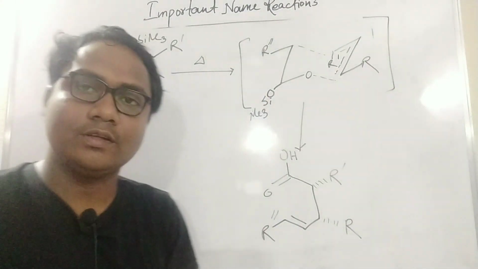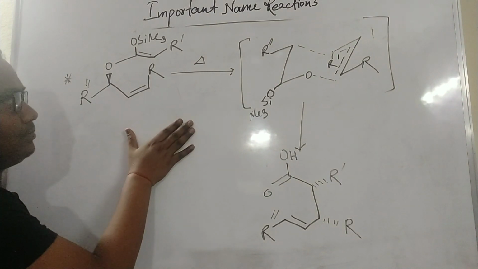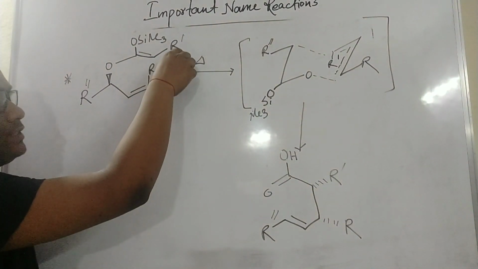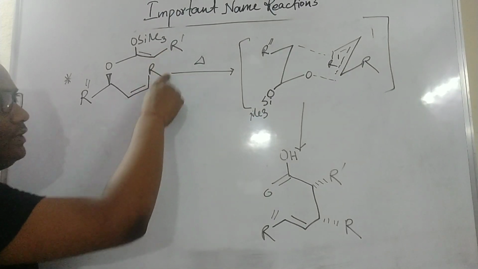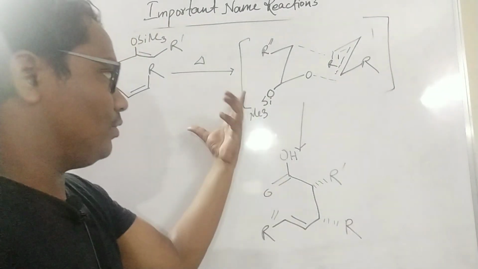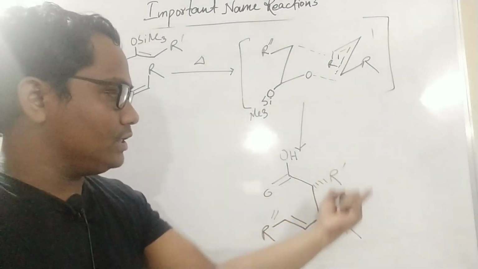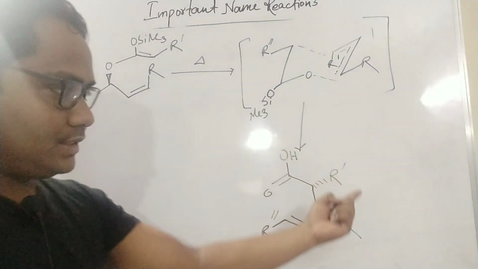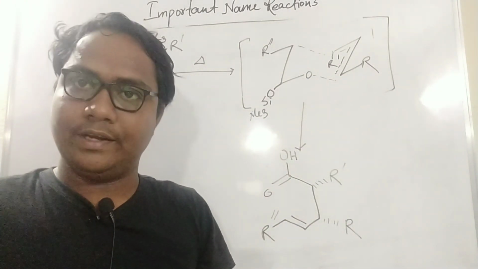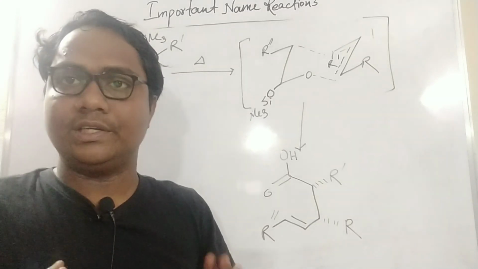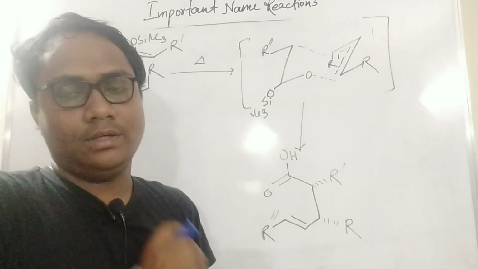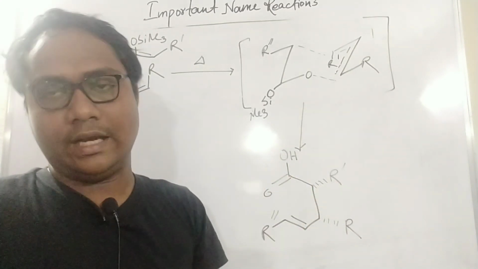Hi friends, here you can see I took another example of the Ireland-Claisen. Here I took a cis form, with a different R group from previously, and this is the transition state and this is the product. This example shows only the stereochemistry. Here you took cis and the product is cis, so whatever the arrangement of the starting material, the final product has the same arrangement. This is the simplest way I explained the Ireland-Claisen.